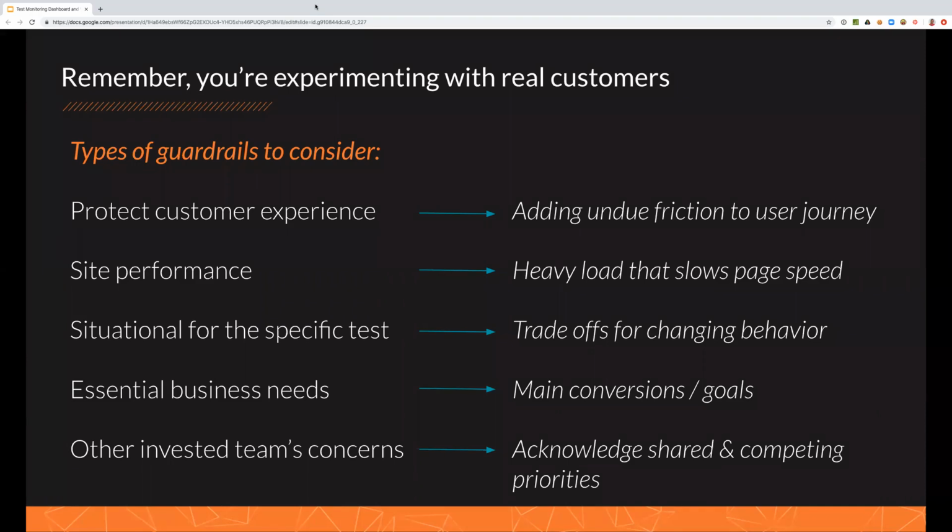And so there are a couple types of guardrails that you should consider when planning out which ones you need to monitor. A big one is metrics that help protect customer experience. We want to make sure that we aren't adding any unnecessary friction into our user journey and causing customers to drop off at important parts in our conversion funnel or anything like that.